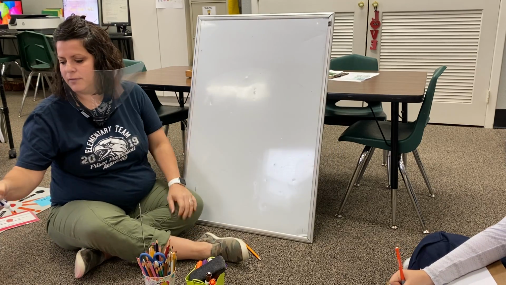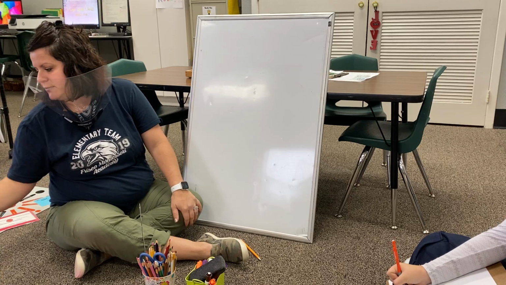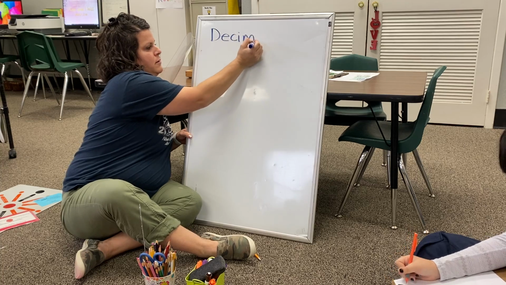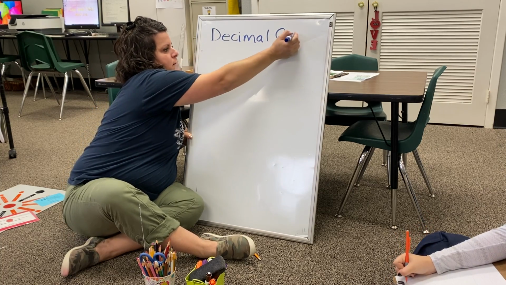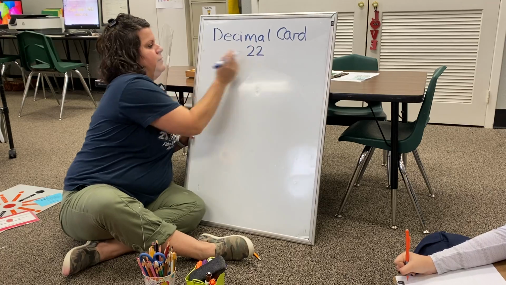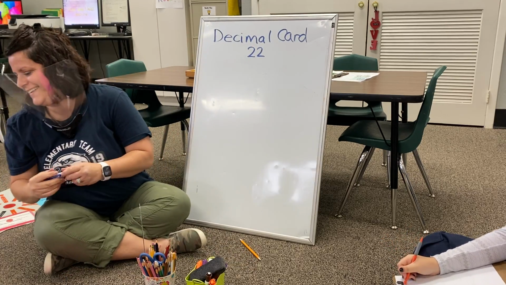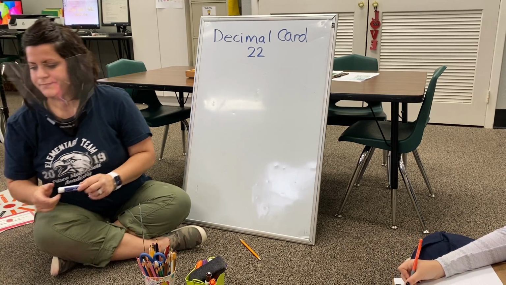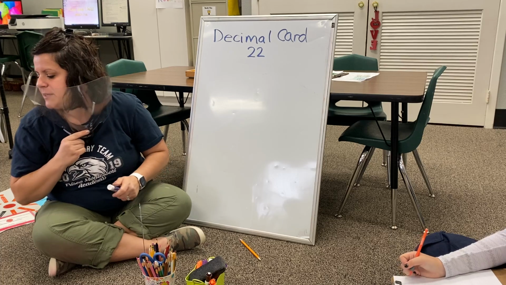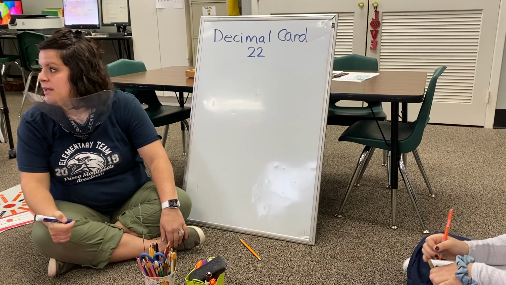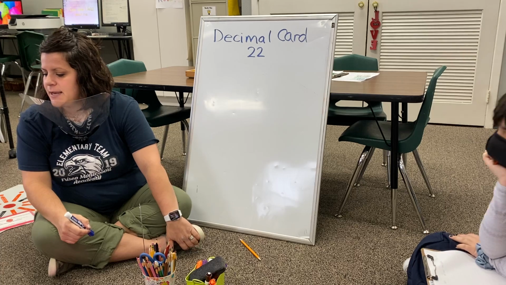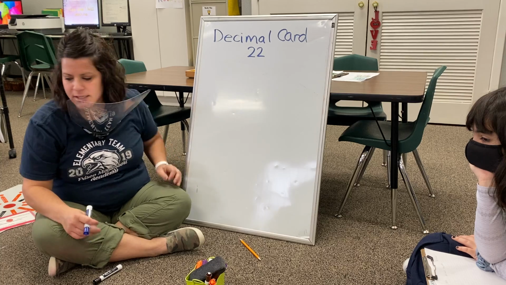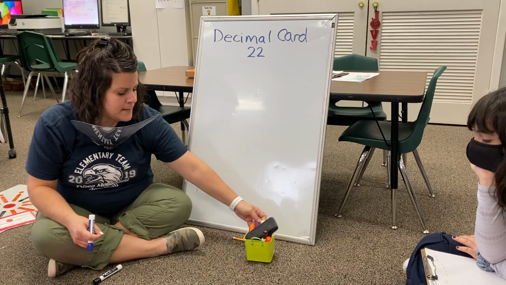Ava, show Ava how to write her name, date, and title. Write your name here, the date here, and your title in the middle. Everything we do, Ava, follows that same pattern, okay? Today's date is 10/19. And your title is on the board, decimal card 22.